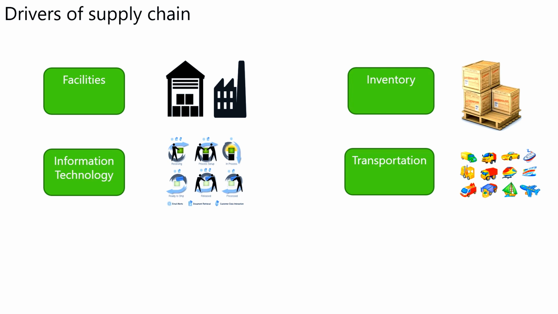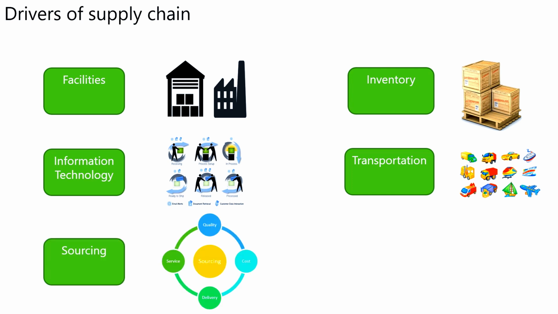Next is transportation. Transportation mode depends on what type of supply chain it is, efficient or responsive. As we move towards a responsive supply chain, transport lead time reduces and cost increases. Next is sourcing. Typically, sourcing controls about 70% of any organization's spend. So it becomes a very key driver in supply chain.